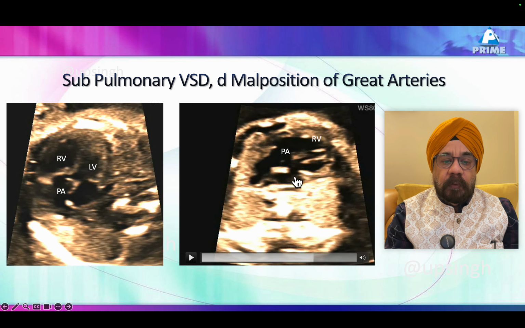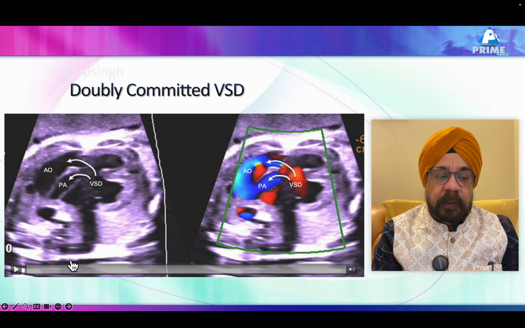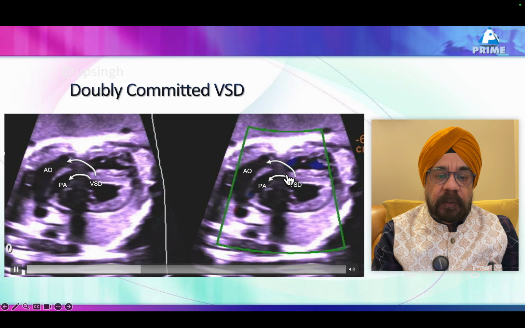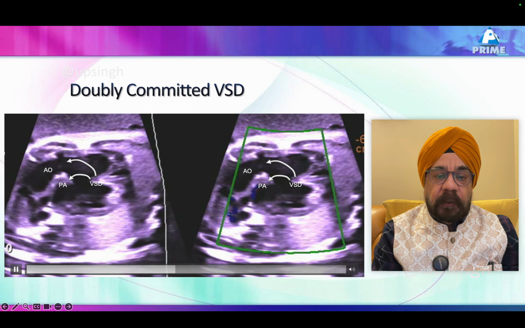Now in this view, what do you see? You see a VSD, you see a pulmonary valve. You see a VSD and pulmonary valve, it is subpulmonary. If you see a VSD and aorta, it is subaortic. And in this situation where you see a VSD, you see the pulmonary valve, you see the aortic valve, that means the VSD is committed to both aorta and pulmonary artery. It's called a doubly committed ventricular septal defect.